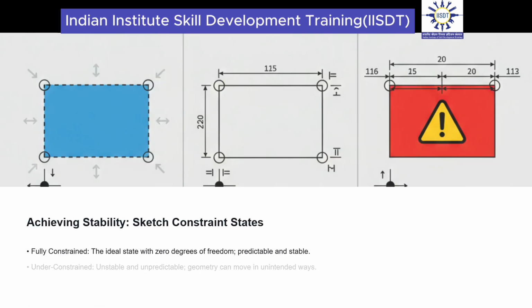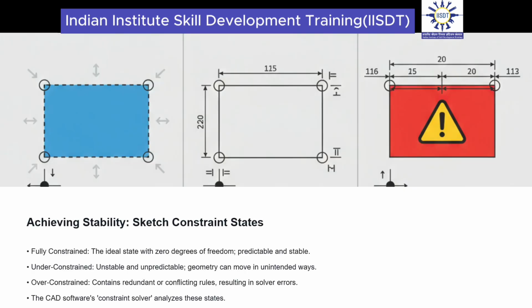Applying constraints is not a haphazard process. The goal is to achieve a perfect state of balance and stability. In parametric modeling, sketches can exist in just one of three states: under constrained, fully constrained, or over constrained. An under-constrained sketch is ambiguous and unstable. It has what we call degrees of freedom, meaning parts of the geometry are still free to move in unintended ways. If you were to drag a point on an under-constrained sketch, it might stretch or distort unpredictably, breaking your design intent. It's like a wobbly table with a loose leg.